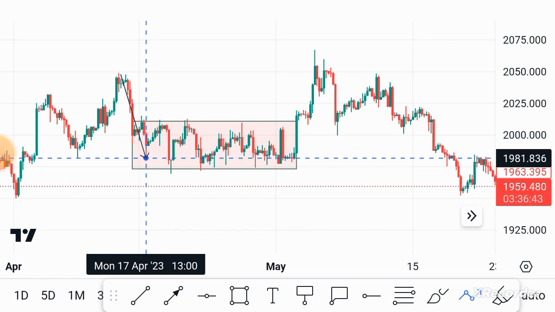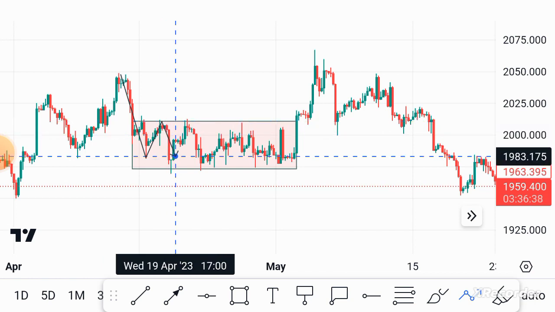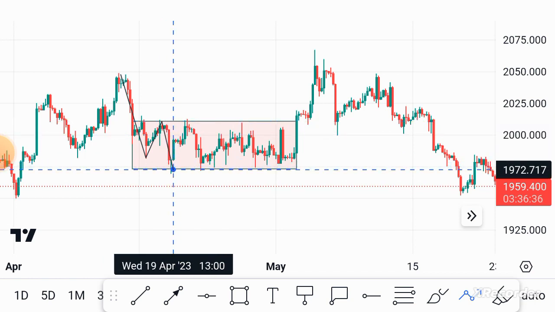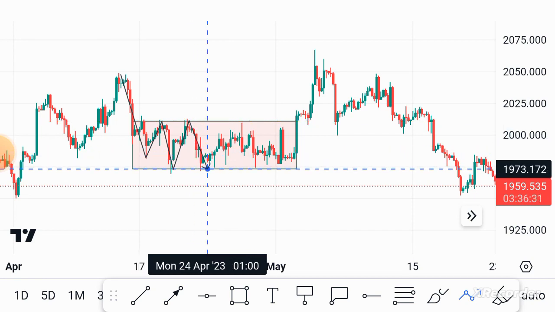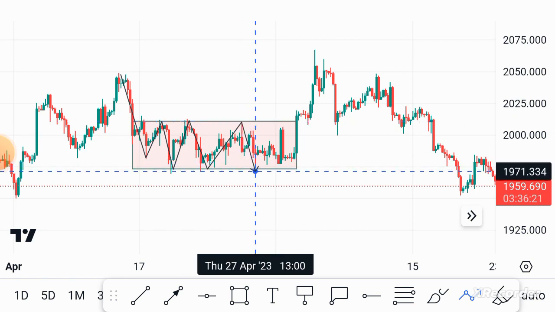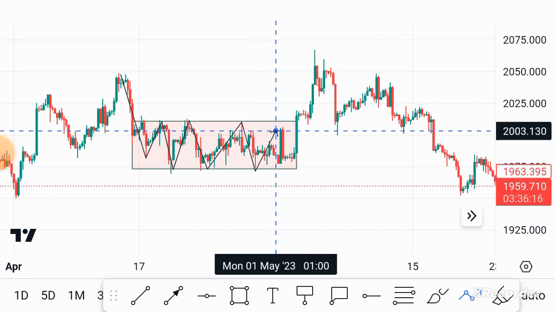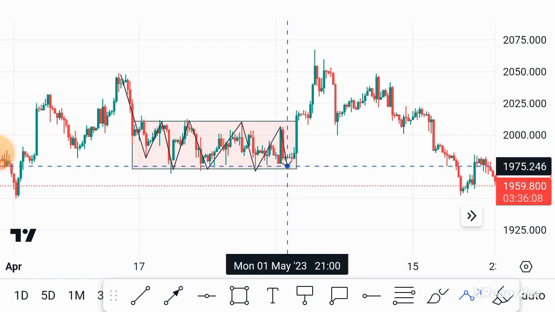Price came here, and then it went all the way down to this point, and then all the way up, and it came down again to the support of this point, and then it went all the way to the upside of this resistance, and it came all the way down to the support of the range. Although it didn't reach this point, it closed somewhere right about here, and then it came down to this point.